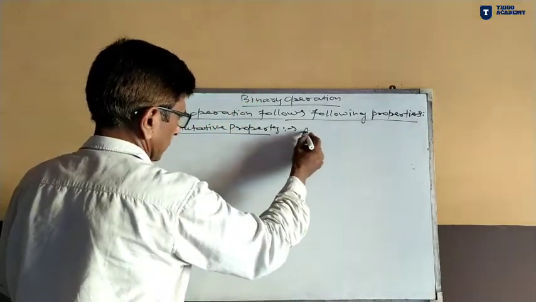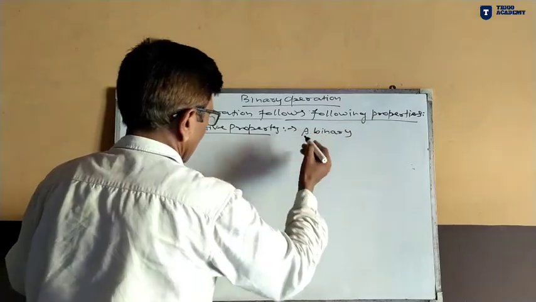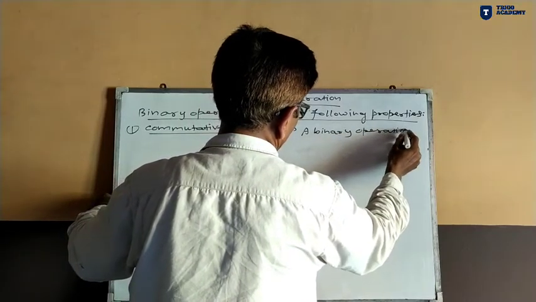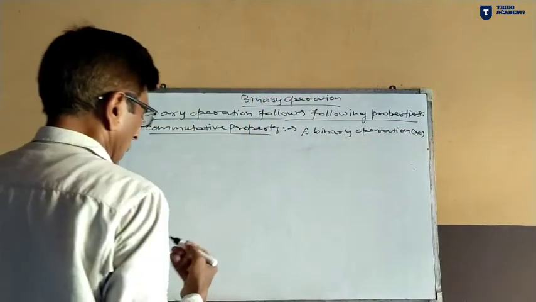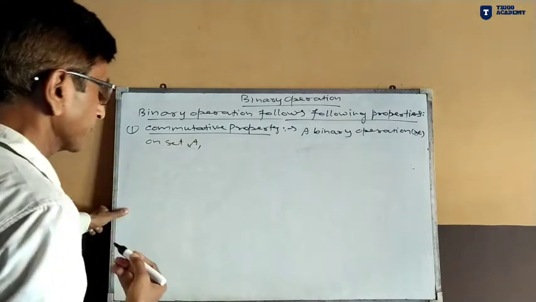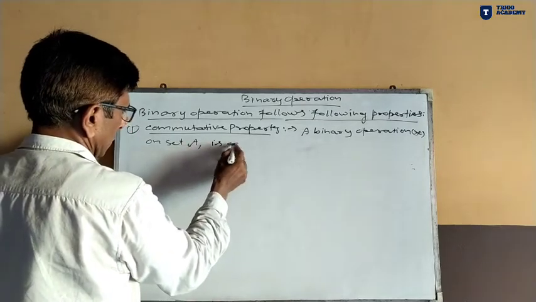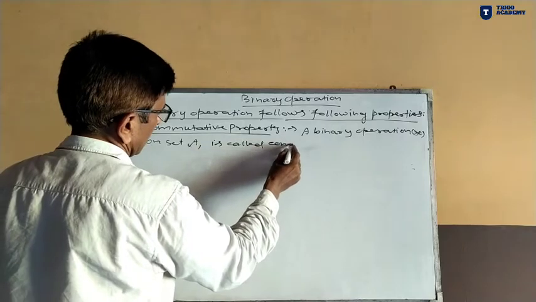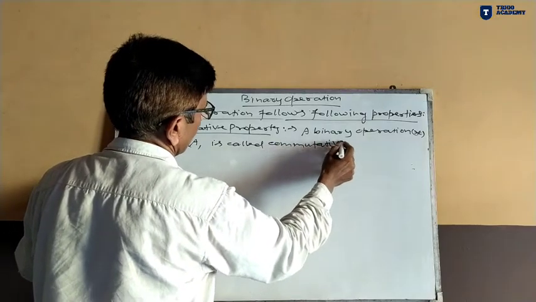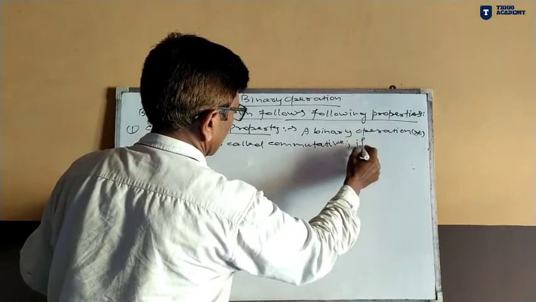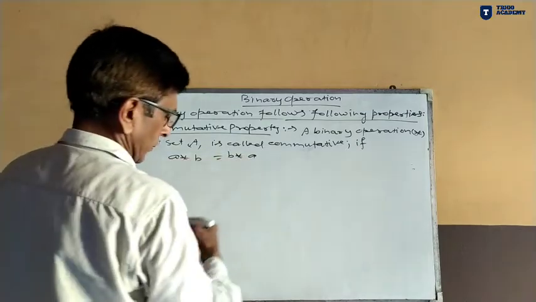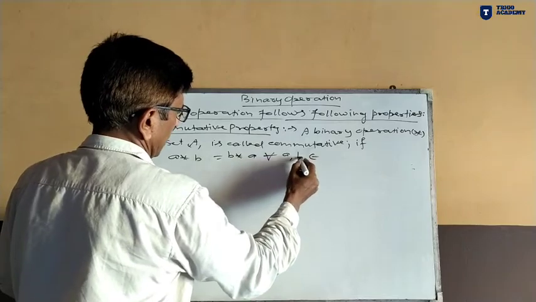A binary operation star on set capital A is called commutative if A star B equals B star A for all A comma B belonging to A.